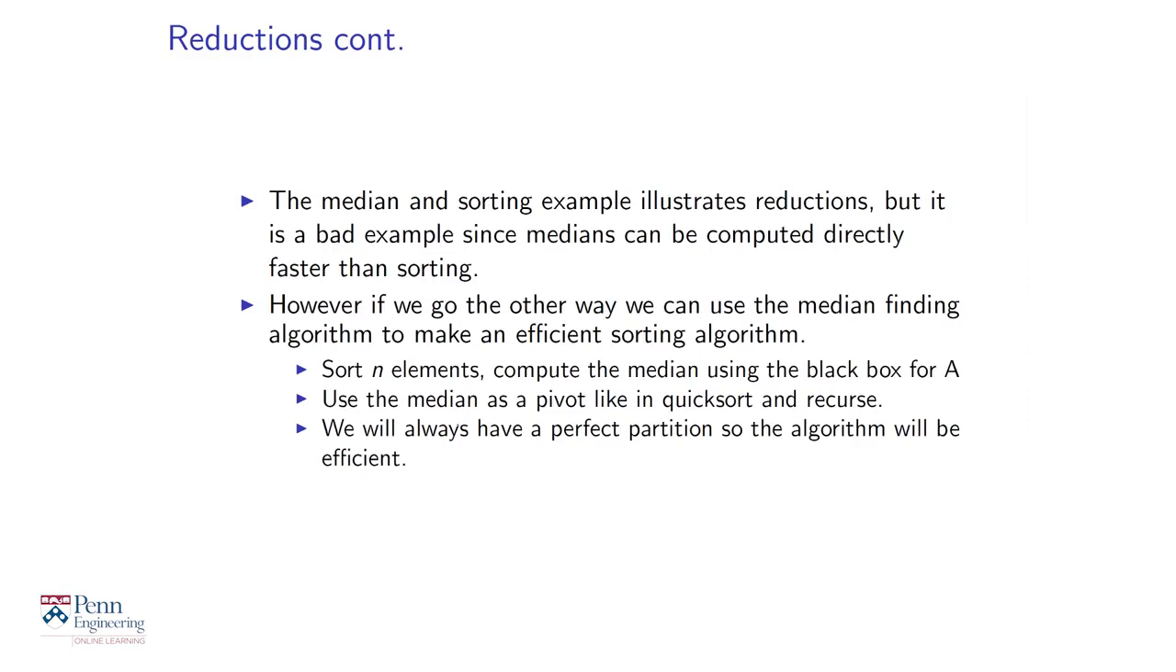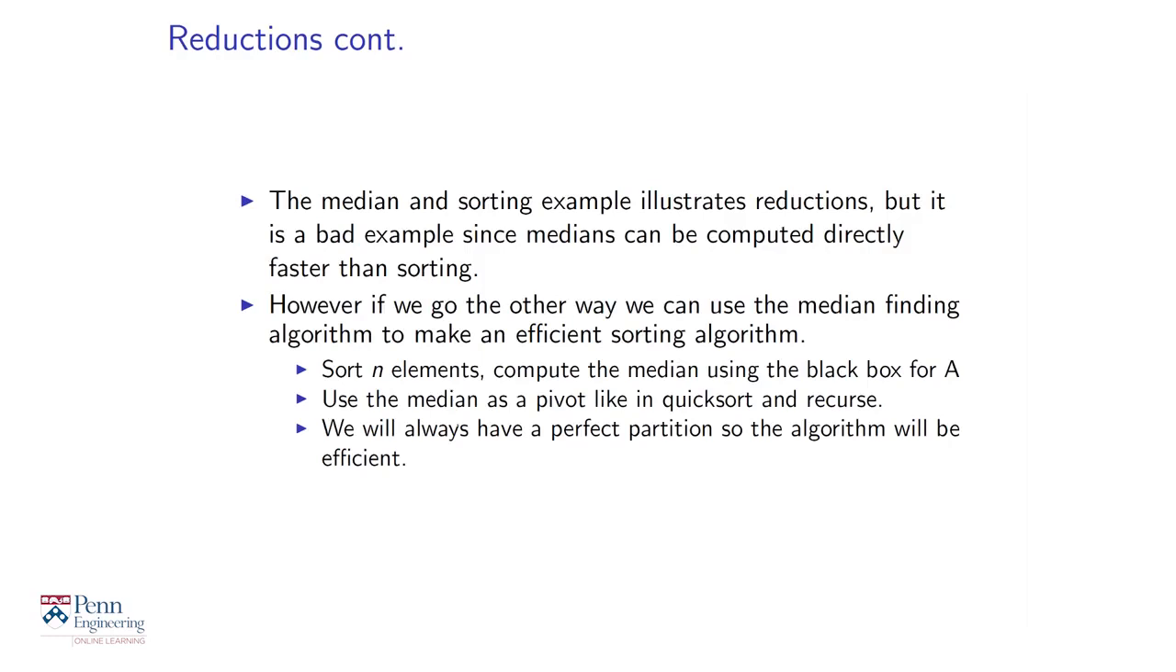And the nice thing that will happen if you use the median as the pivot is that you'll always partition the numbers into two equal halves. And so the sorting algorithm will be very efficient. Now, this is not strictly a reduction in the sense that I've defined it, because you have to call the median finding algorithm many times in order to solve the sorting problem.